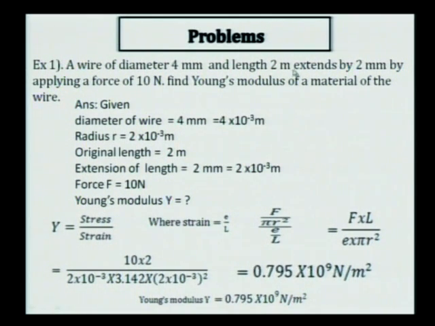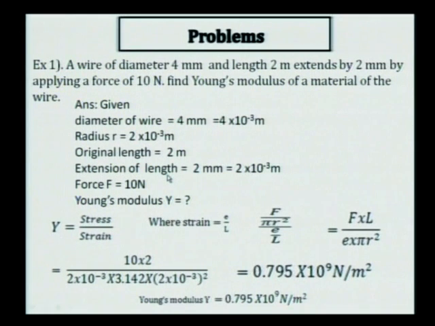The length is 2 meter; the original length, capital L, is equal to 2 meter. It extends by 2 mm, that is, the elongation is given. The extension of length is denoted by small l or E, which is 2 mm, equal to 2 into 10 to the power minus 3 meter. We have to find Young's modulus when the external force is 10 Newton. A wire of diameter 4 mm, therefore the radius is half of the diameter: 4 mm is the diameter, therefore the radius is 2 mm, which is 2 into 10 to the power minus 3 meter. The original length is 2 meter, the elongation is 2 mm, and the external force is 10 Newton.